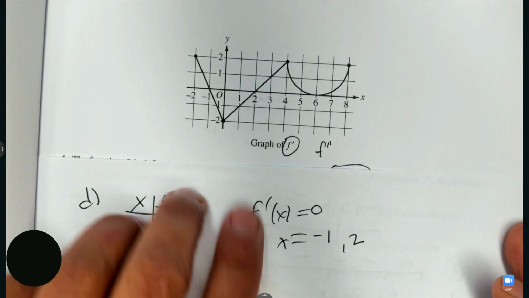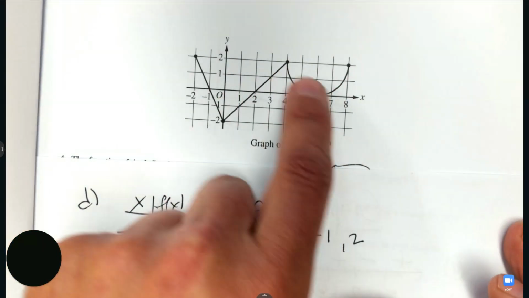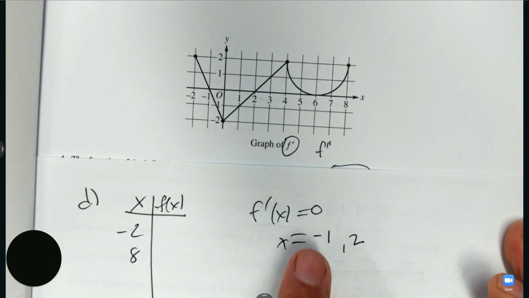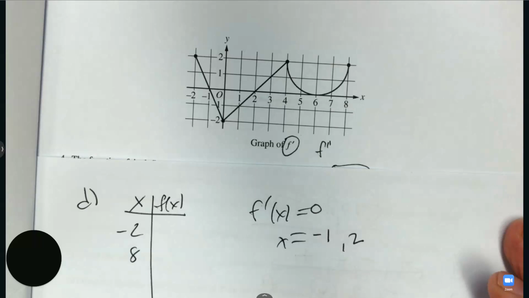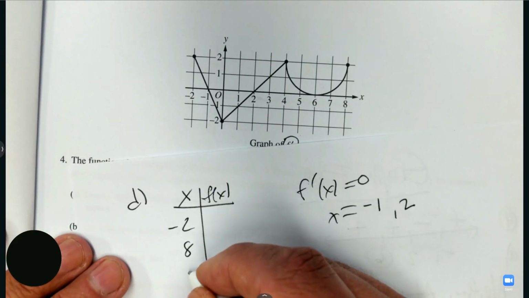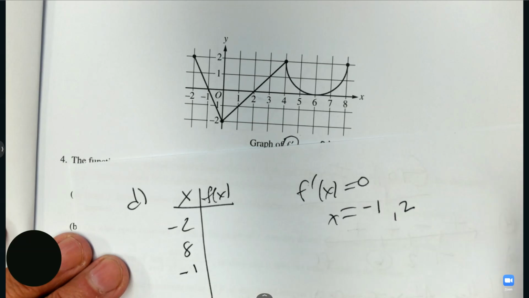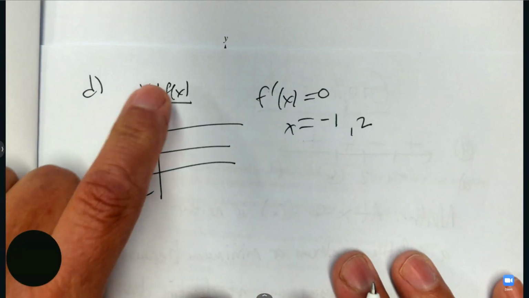We're asked for the absolute minimum. 6 doesn't change that at all. It just keeps increasing from there. So we don't even need 6 on our list because there's no change at all. It's not a max or min. So we're good. We have negative 2 and 8, and really the only candidates would be negative 1 and 2 that we need to include. So for each one I need to evaluate.